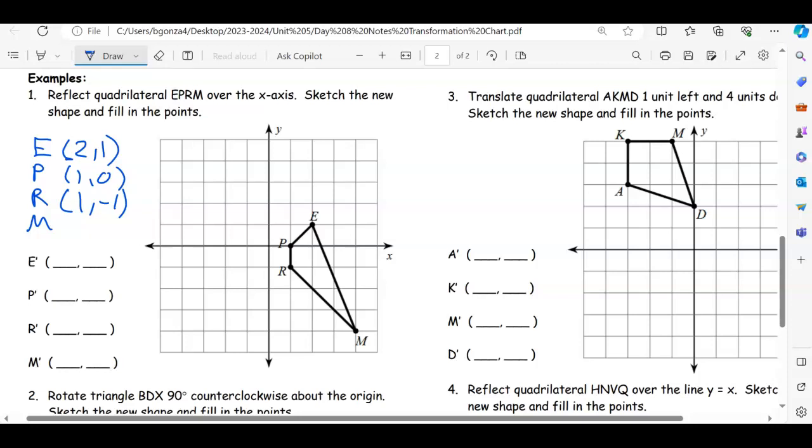What about M? So starting at 0, it goes 1, 2, 3, 4 to the right. 1, 2, 3, 4 down. What should I write? 4, negative 4. Okay.